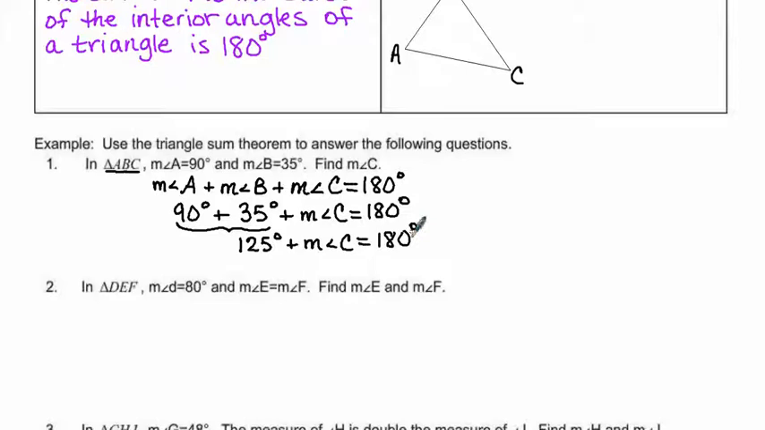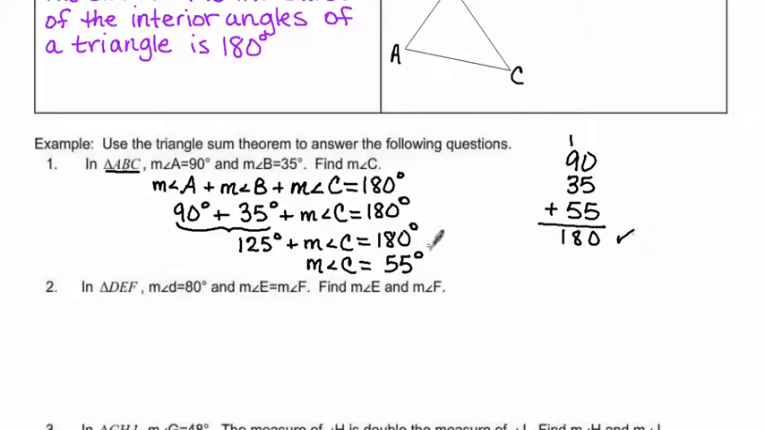And now we need to subtract that 125 from both sides, so the measure of angle C will be 55 degrees. Now you can check these. If you go off to the side and add those three angle measures together, 90, 35, and 55, it should be 180. So I carry my 1, 10, and 3 and 5 make 18. So that checked out appropriately, which means I know this is the right answer.